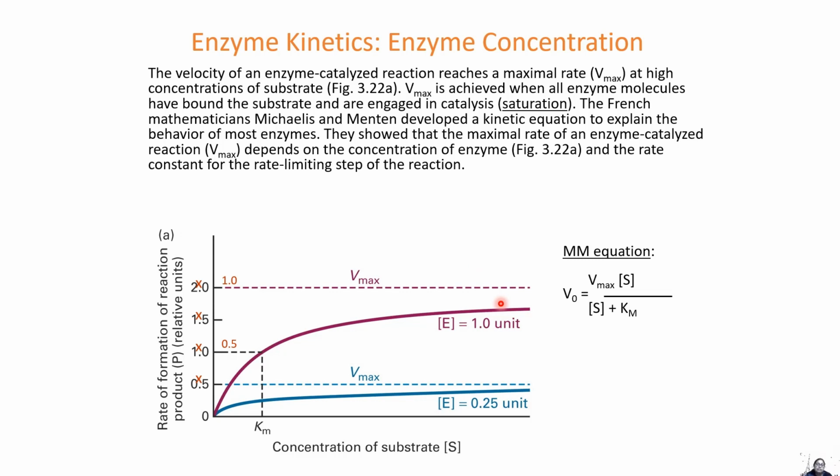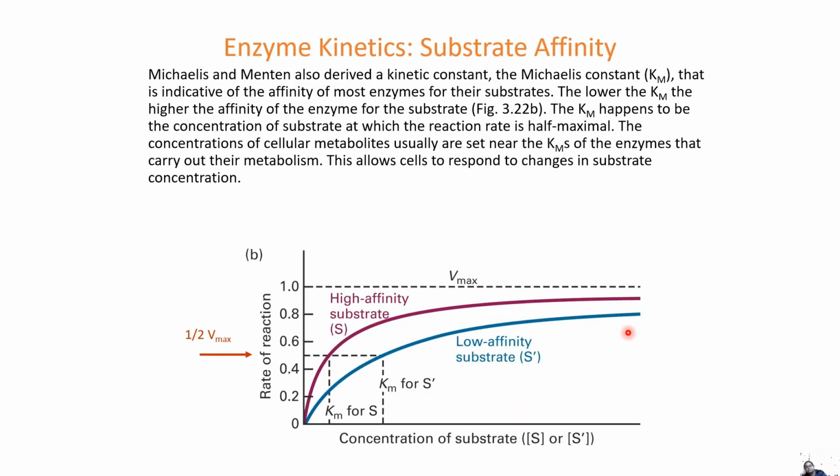Okay, so these are basically two French mathematicians, Michaelis and Menten, who got forever famous in the field of biology because of the Michaelis-Menten equation. They developed a kinetic equation to explain the behavior of most of these enzymes. They showed that the maximal rate of an enzyme catalyzed reaction depends on the concentration of the enzyme and the rate constant for the rate limiting step of the reaction. So the equation will be V naught equal to Vmax S by S plus Km.